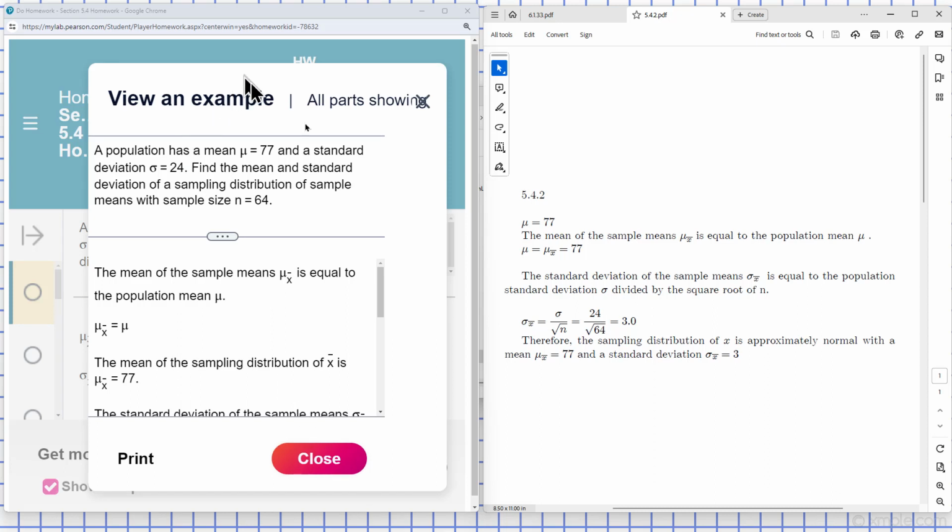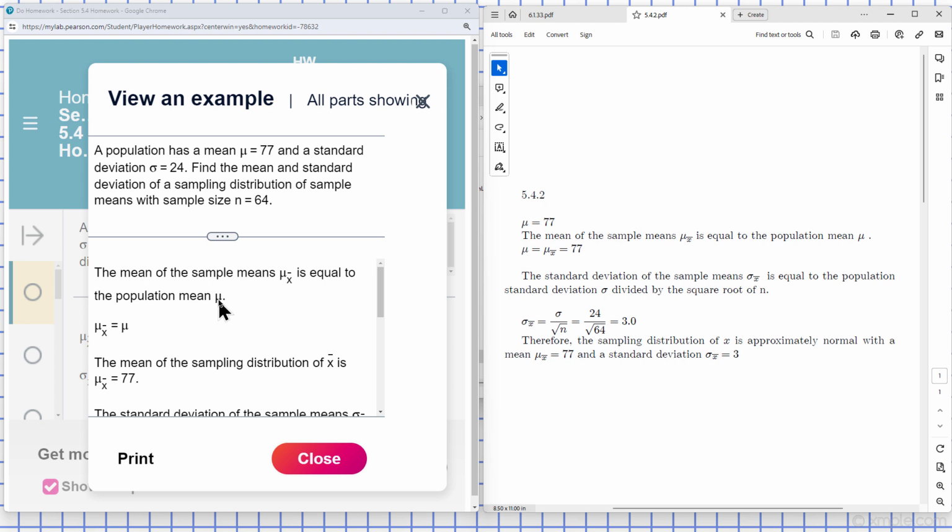This is Chapter 5, Section 4, Problem 2. A population has a mean, mu, of 77, and a population standard deviation of 24. Find the mean and standard deviation of the sampling distribution of the sample means with sample size n equal to 64. The mean of the sample means is equal to the population mean mu.